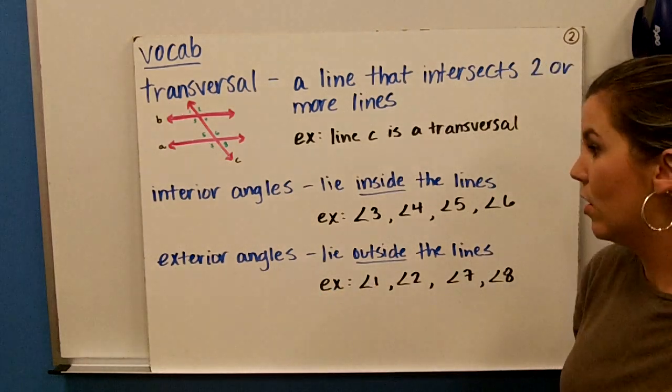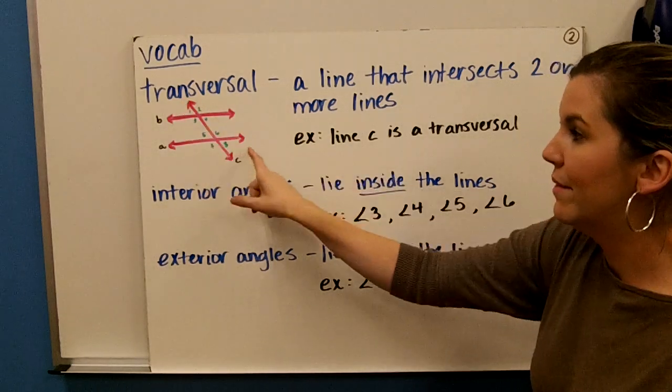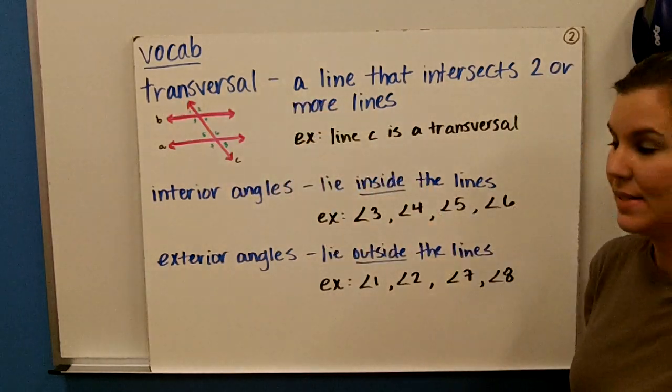Exterior angles are the opposite. They lie outside the lines. Angles 1, 2, 7, and 8 are outside of lines A and B.